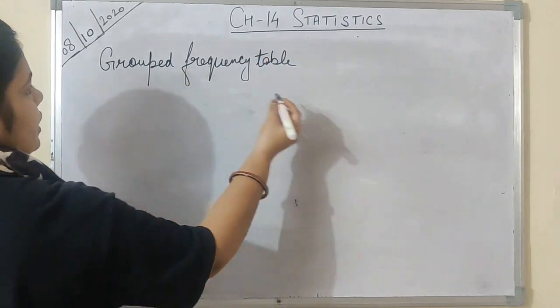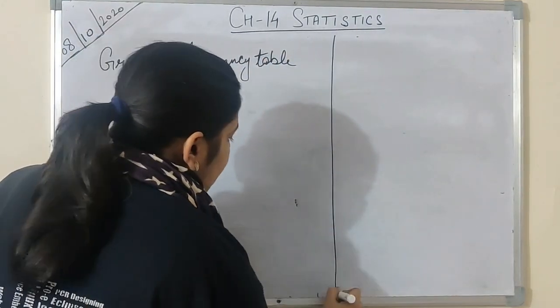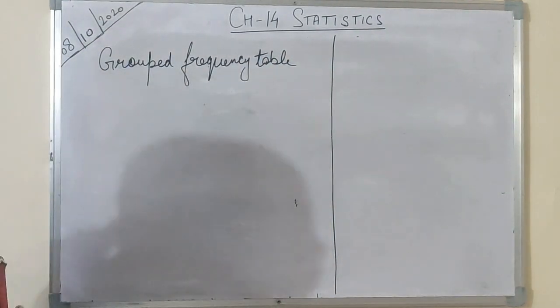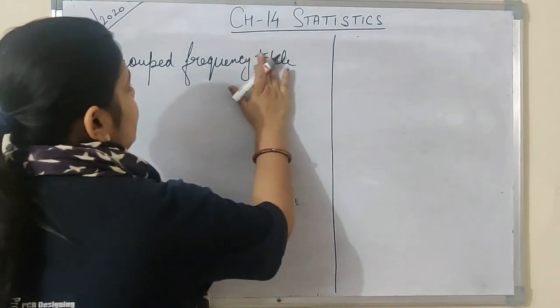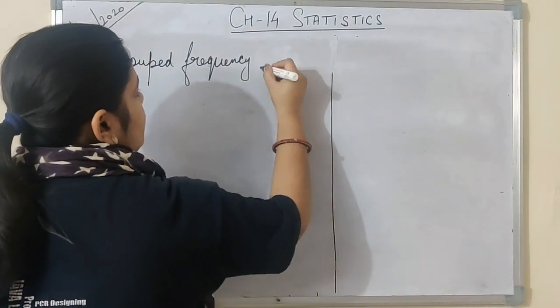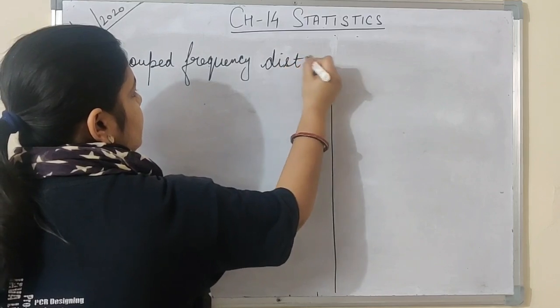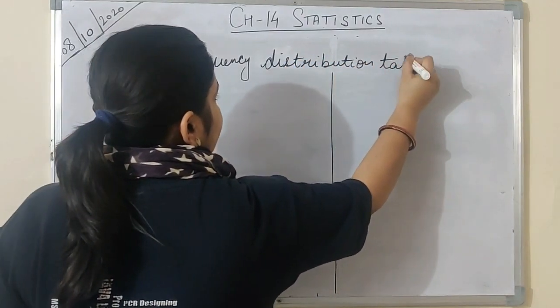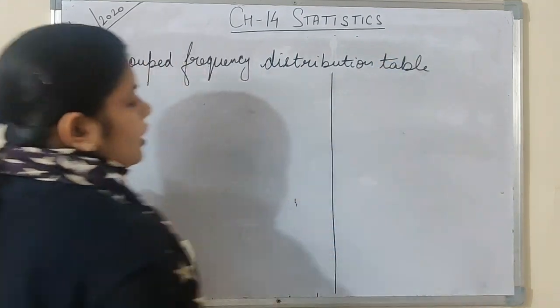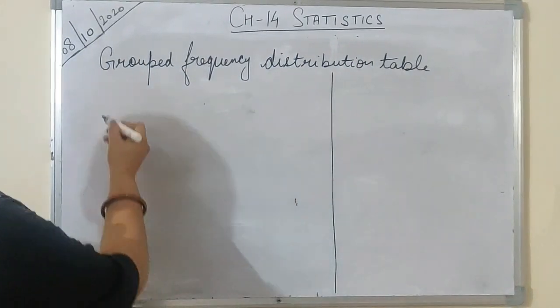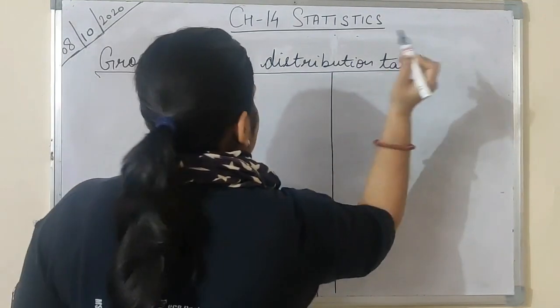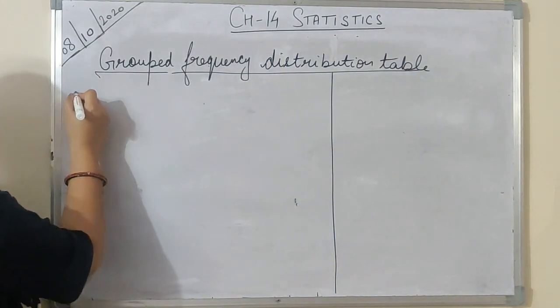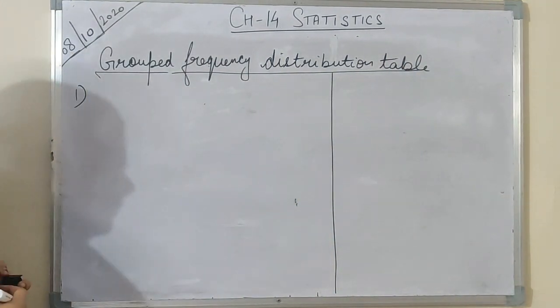Frequency distribution table. Okay, now again there are two types of group frequency distribution table. I'm writing it fully over here. Distribution table. Okay, this is one of the important things for graphical representation. So please listen to it carefully. Now here are again two types of group frequency distribution table.